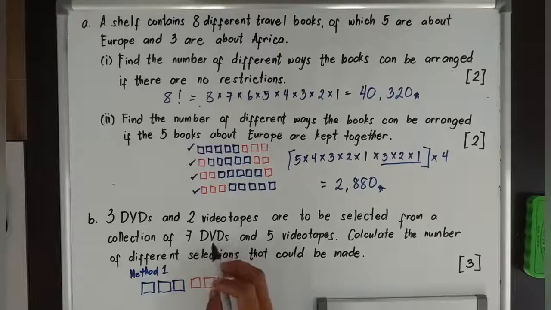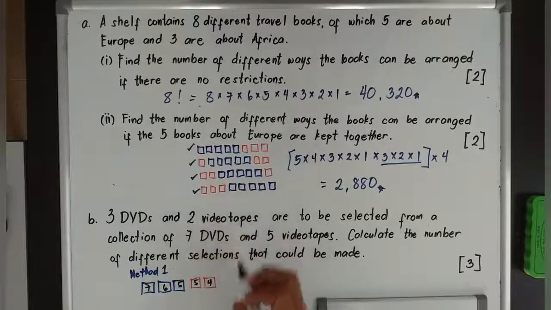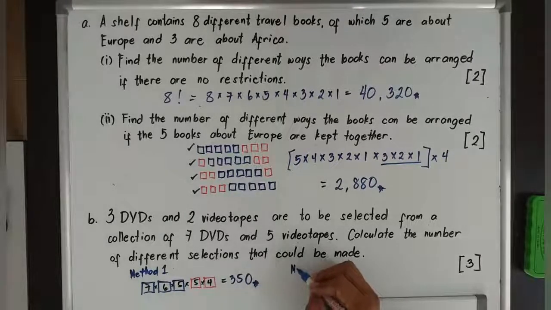And that's method 1. I'll just basically fill in this. There are 7 DVDs. I'll put 7 times 6 times 5. There are 5 videotapes. There are 5 times 4. I'll fill in 2 videotapes only. So I'll just basically multiply all this. 7 times 6 times 5 times 4 times 5 times 4. Then you will get 350. Is there another way? There is.